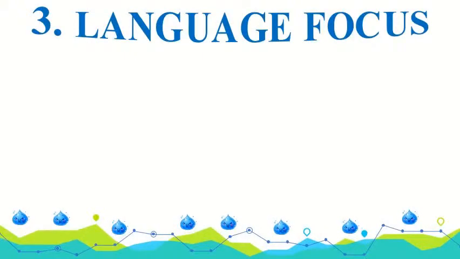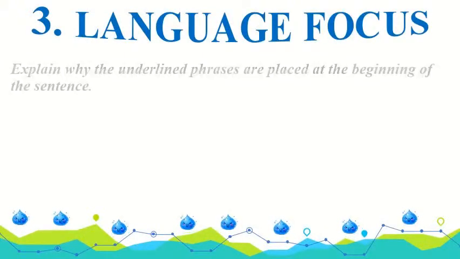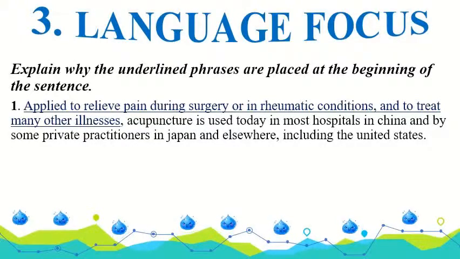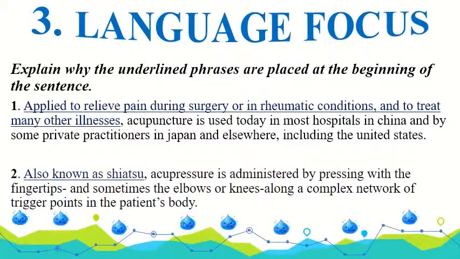3. Language focus. Explain why the underlined phrases are placed at the beginning of the sentence. 1. Applied to release pain during surgeries or in rheumatic conditions and to treat many other illnesses, acupuncture is used today in most hospitals in China and by some private practitioners in Japan and elsewhere, including the United States. 2. Also known as shiatsu, acupressure is administered by pressing with the fingertips or sometimes the elbows or knees along a complex network of trigger points in the patient's body.